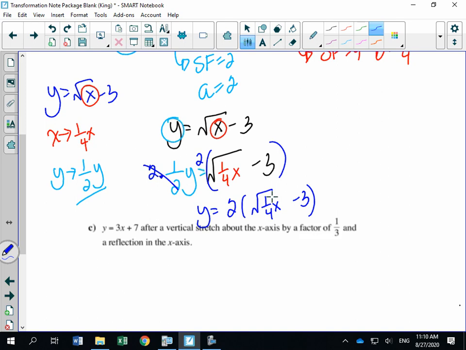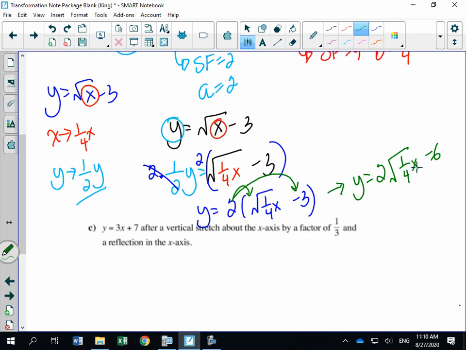Now, this is correct, right? It shows us our a value and it shows us our b value, but then this question's not done because I could actually further simplify this. So what I would have to do is I'd need to multiply the 2 in. So this is going to be y is equal to 2/4 x minus 6. And then the last thing that makes this question tricky is the square root of 1/4 x.